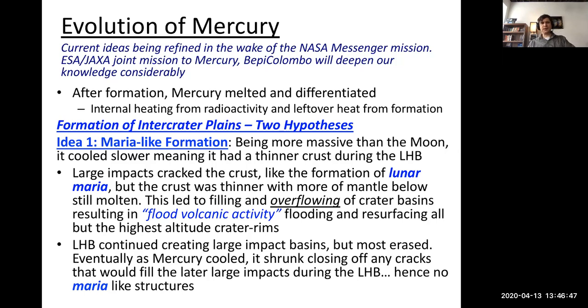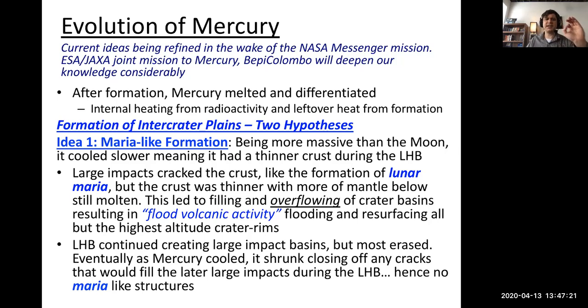Messenger really helped us, but ESA and JAXA have a new mission coming up called BepiColombo, which is going to try to figure out exactly what's been going on with Mercury, especially now that we see that it's such an interesting planet. It's so key to our understanding of how terrestrial planets form in general and how our solar system formed. But we do have two ideas of Mercury's evolution post-formation, and we'll track this by the formation of the intercrater plains, sort of like we use the lunar magma ocean hypothesis to track the formation of the lunar maria.